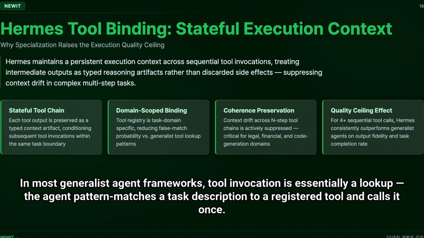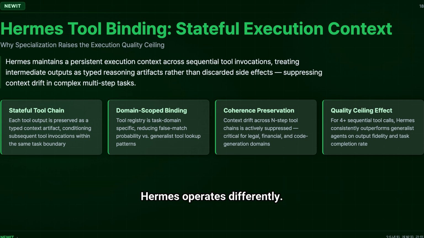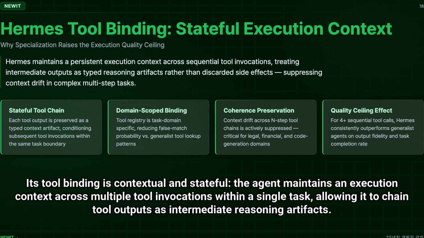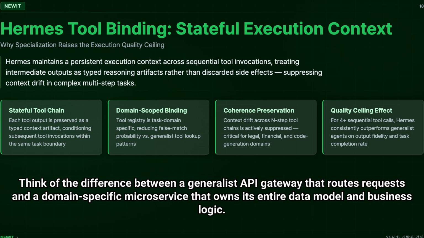In most generalist agent frameworks, tool invocation is essentially a lookup. The agent pattern matches a task description to a registered tool and calls it once. Hermes operates differently. Its tool binding is contextual and stateful. The agent maintains an execution context across multiple tool invocations within a single task, allowing it to chain tool outputs as intermediate reasoning artifacts. Think of the difference between a generalist API gateway that routes requests and a domain-specific microservice that owns its entire data model and business logic.